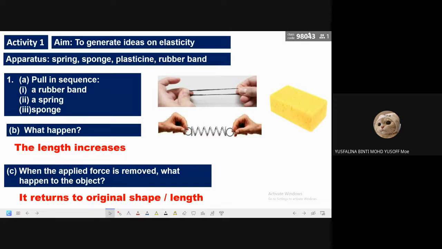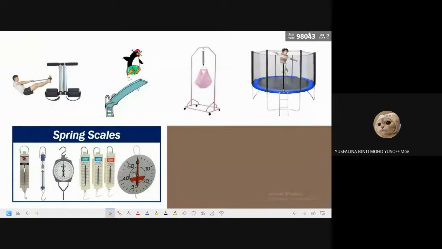So elasticity is the ability of an object to come back to its original position when the external force is removed. Right now you are stretching the rubber band, so the length is increased. But when you stop stretching the rubber band, it will come back to its original position. So the rubber band has the ability to come back to its original position. We call that elasticity. So this is the example.